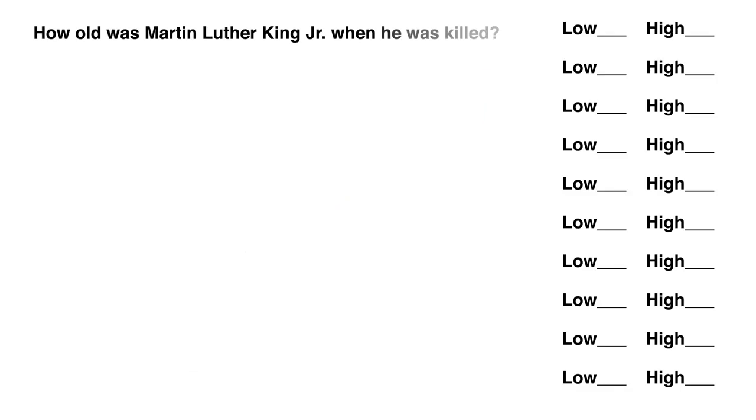So hopefully you have a piece of paper handy and you can write down some of these answers. Now, I'm not going to tell you the answers until we get to the end, but let me go through the questions that we have here for you to consider. First of all, how old was Martin Luther King Jr. when he was killed? So start by writing down the low age and then write down the high age. And somewhere in between, with 90% confidence, you think the actual age was when Martin Luther King Jr. was killed.